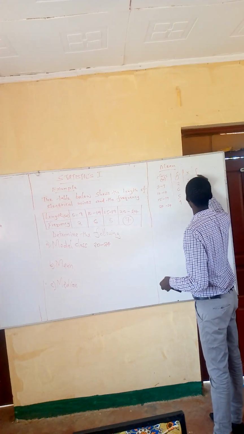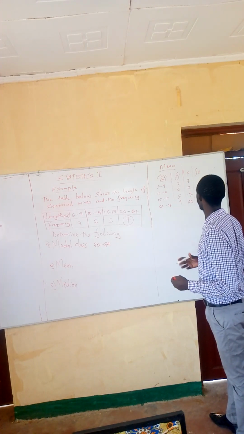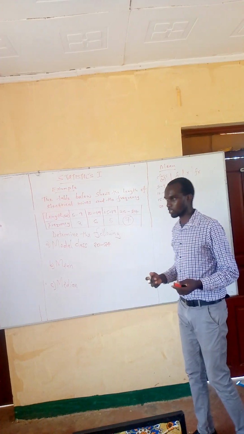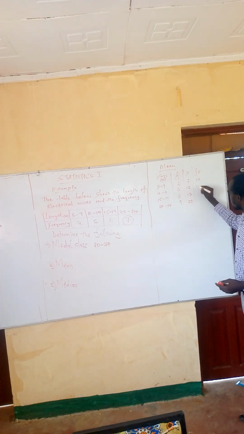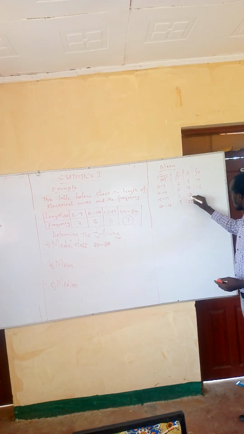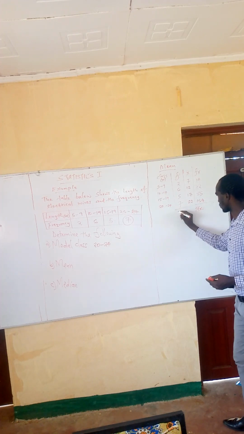From there, we are going to establish the frequency multiplied by x. So in this case, we are going to have 14. Here we are going to have 6 times 12 is 72. 5 times 17 becomes 85. And then this one is 7, sorry, 7 multiplied by 22 becomes 154. From there we are going to get the summation of f x, and here we are going to get the summation of f.